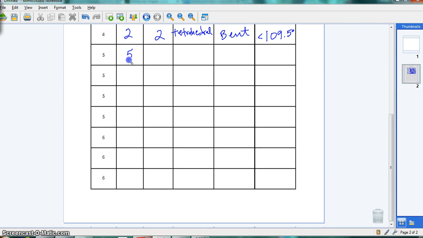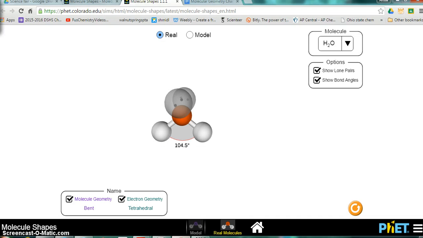So we could have 5 bonds and no lone pairs, 4 bonds and 1 lone pair, 3 bonds and 2 lone pairs, or 2 bonds and 3 lone pairs. So we have 4 different molecular geometries for our 5 groups of electrons. So here we go to our geometry here.